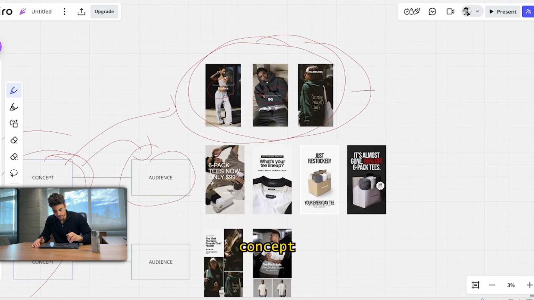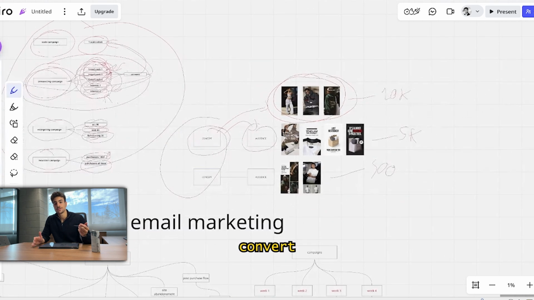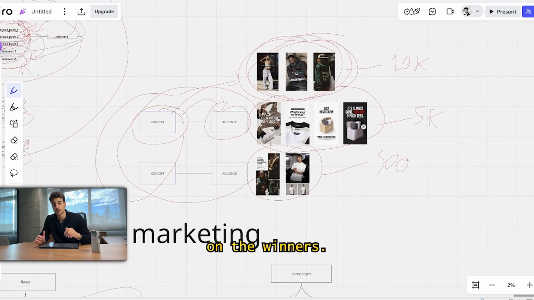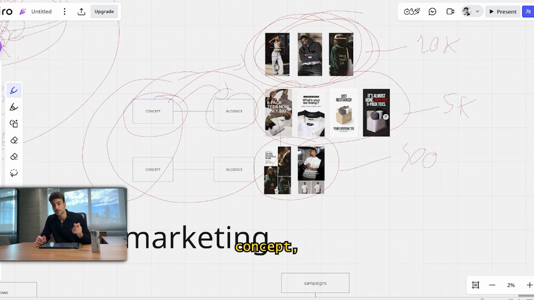Each concept is going to get a different level of spend. This might get maybe $10,000, this might get maybe $5,000, and this might get maybe $500. And each of them is going to convert at a different rate for different people. One audience group would prefer to buy maybe from this concept. Another would prefer to buy from this concept. And the list goes on. This is why you need to be testing a lot of different concepts and you need to double down on the winners. Whenever you find a winning concept, you put it in your scale campaign and then you double down on it.